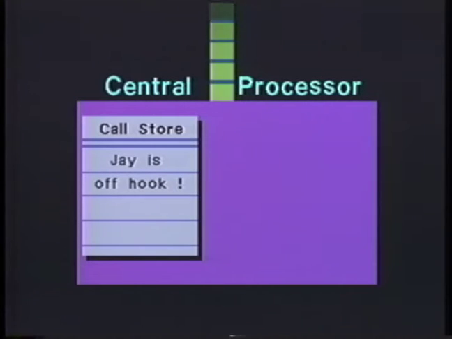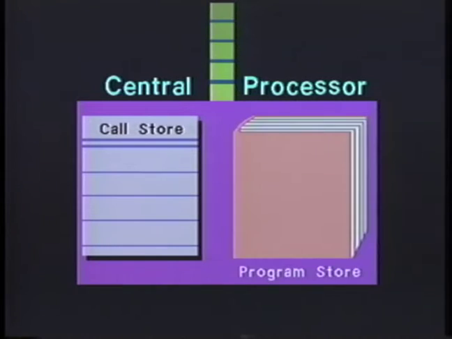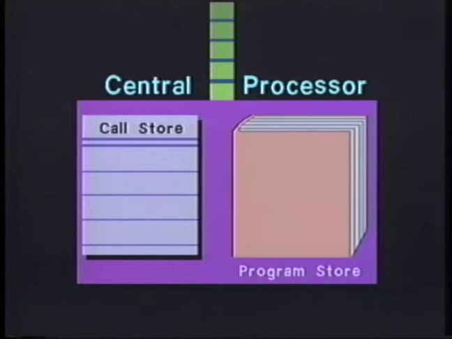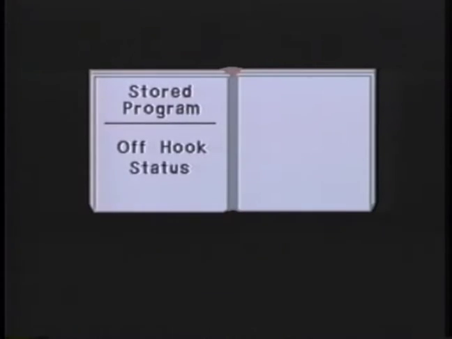This information is temporarily stored in the processor's call store. The call store is the temporary memory that stores data relating to calls in progress. In order to interpret this information, the processor consults its program store. It contains the software that controls the switching system. Based on the stored program, the central processor decides the appropriate switching action. In this case, it determines that Jay is requesting service and that dial tone should be sent to Jay's line.